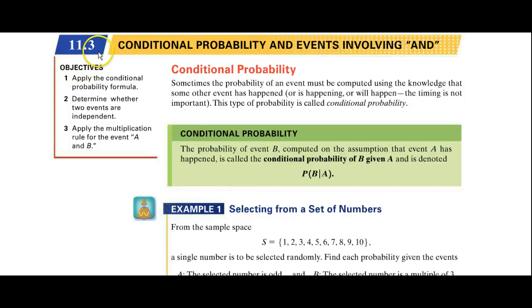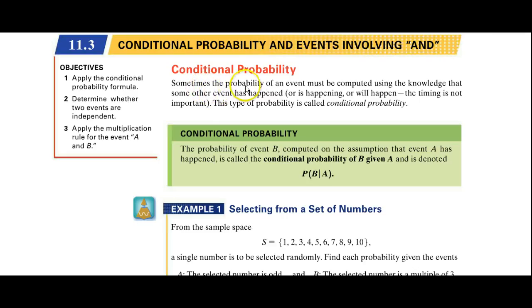Going on to topic 3 now of chapter 11, we're dealing with conditional probability and events involving "and." You'll remember "and" was a conjunction, an intersection of events or elements. So what is conditional probability? Well, we'll just look at this.